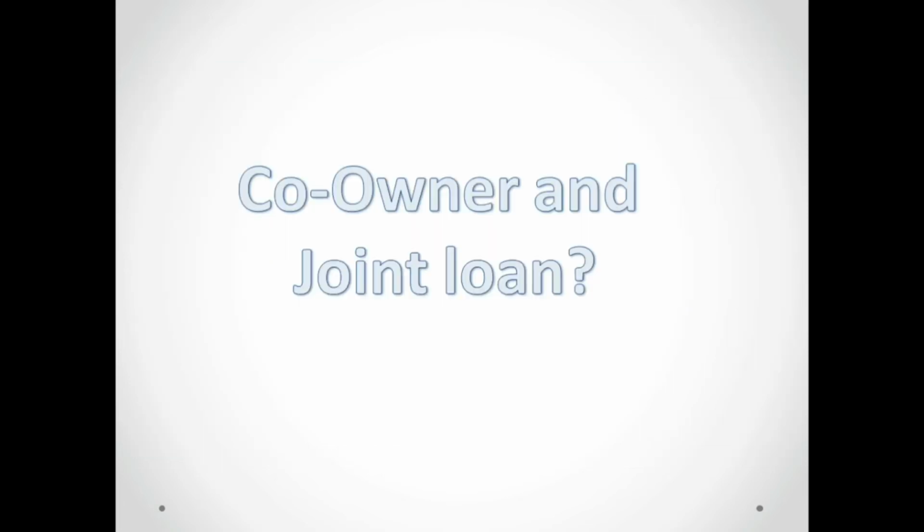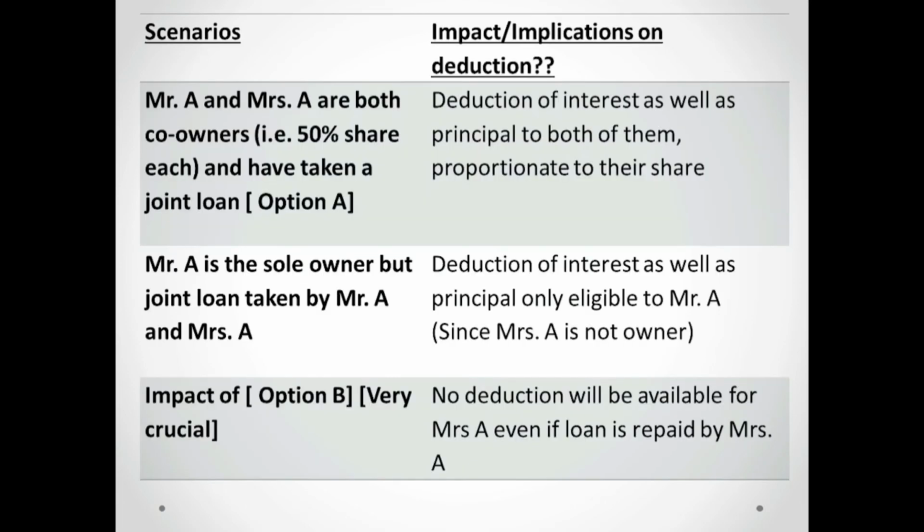Next one, whether it is beneficial to be a co-owner and to take a joint loan. I'll be taking some scenarios on this, guys. Let's say Mr. A and Mrs. A are both co-owners. That is, Mrs. A is the spouse of Mr. A, and they are both co-owners of the house property. There's a 50% share each, and they have taken a joint loan. Both are eligible for both interest as well as principal deduction as per the proportionate share, that is 50%. Let's say Mr. A is the sole owner, but he has taken a joint loan with his wife. To whom will the deduction be allowed?